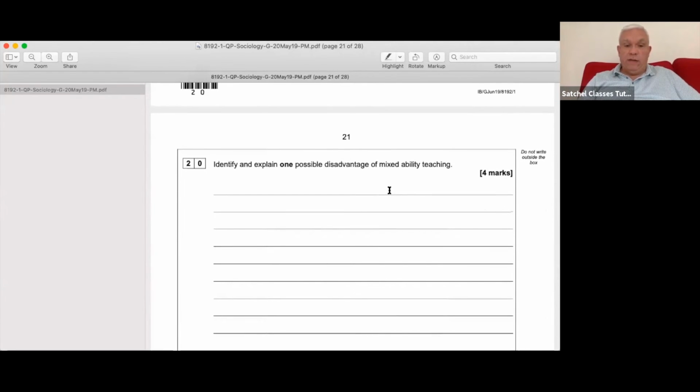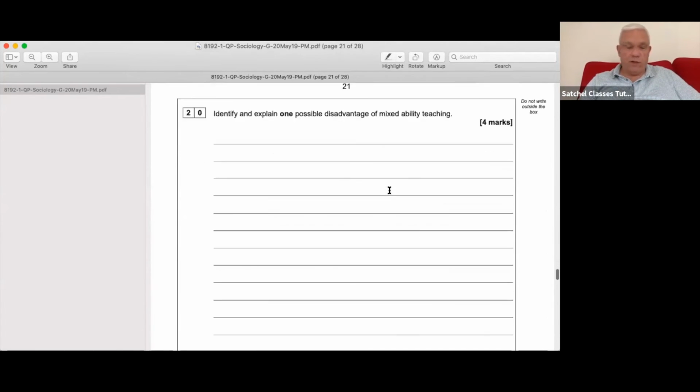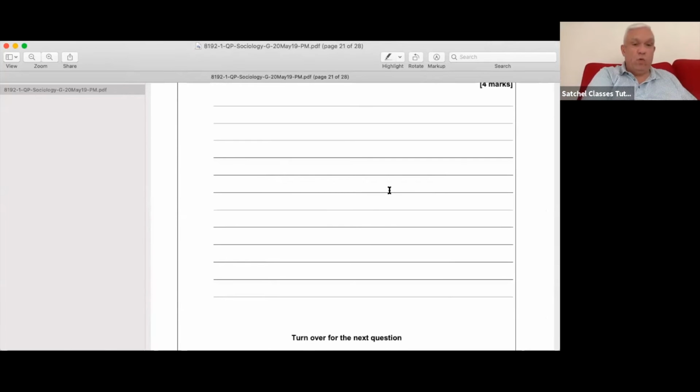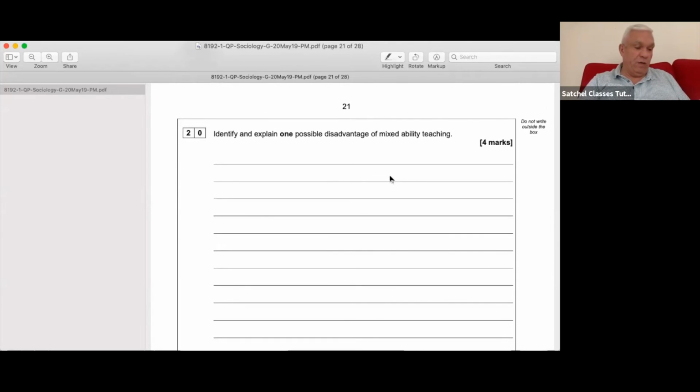Question 20, identify and explain one possible disadvantage of mixed ability teaching. Disadvantage. Depending on the school you go to will depend on whether or not you understand what mixed ability teaching is. Hopefully you do, and you understand that it's where you've got a range of abilities in one lesson, in one classroom. So you might talk about the difficulties of teaching to a wide range of students. You might get someone who's on a grade 9 and some people who are going to struggle to get a grade 1 or 2 in the same class. And trying to teach to that group is going to be incredibly difficult.